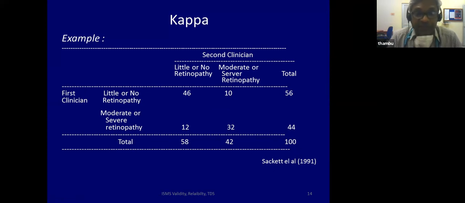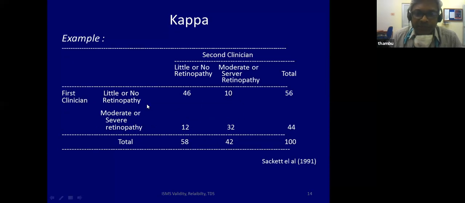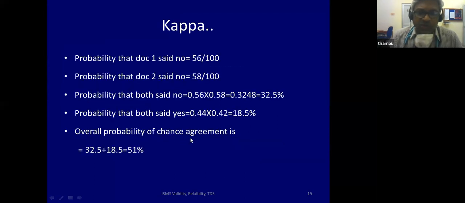Here we're looking at agreement. How much do the two agree with each other? Now, important, just remember the totals here. The first clinician said little or no 56 times. The second clinician said little or no 58 times. So the probability that doctor 1 said no is 56 out of 100. The probability that doctor 2 said no is 58 out of 100. The probability that both of them would have said little or no is 0.56 into 0.58, which is about 32.5%.